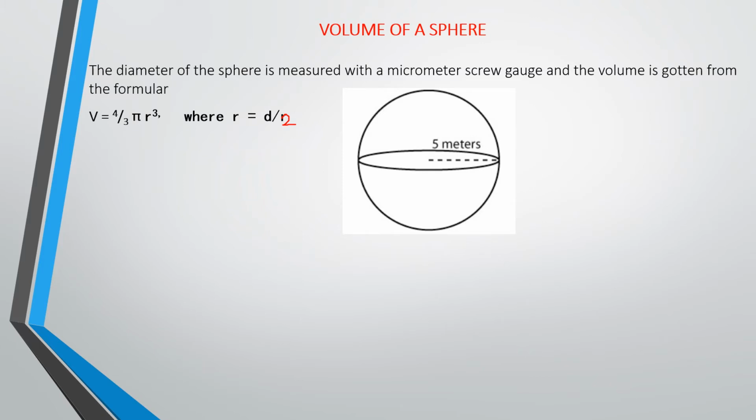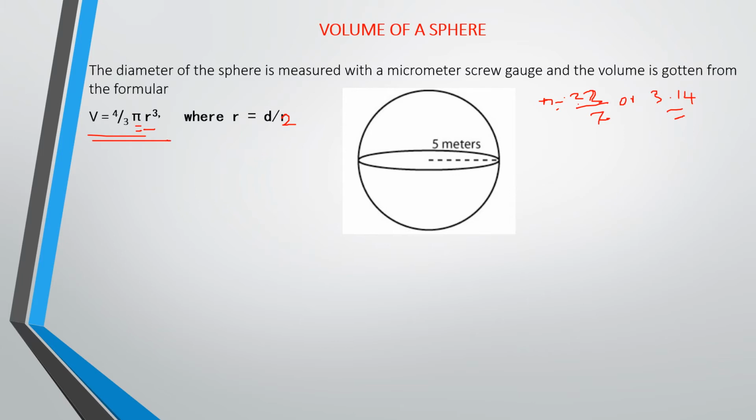So once you know the radius, you know the value of pi. Pi is 22/7, or 3.14, as the case may be. So you substitute the value of pi and the value of your radius into this equation, and quite easily you get the volume of your sphere.